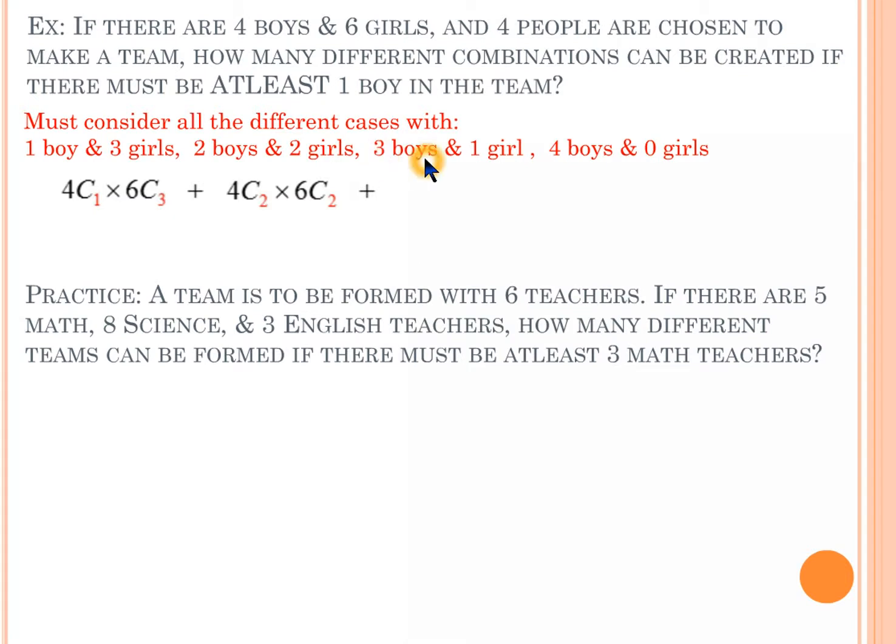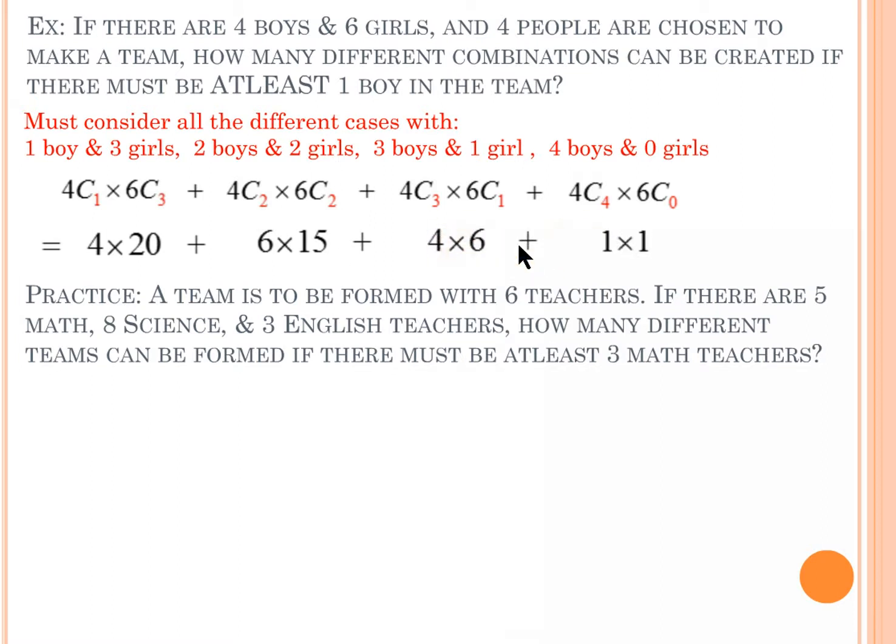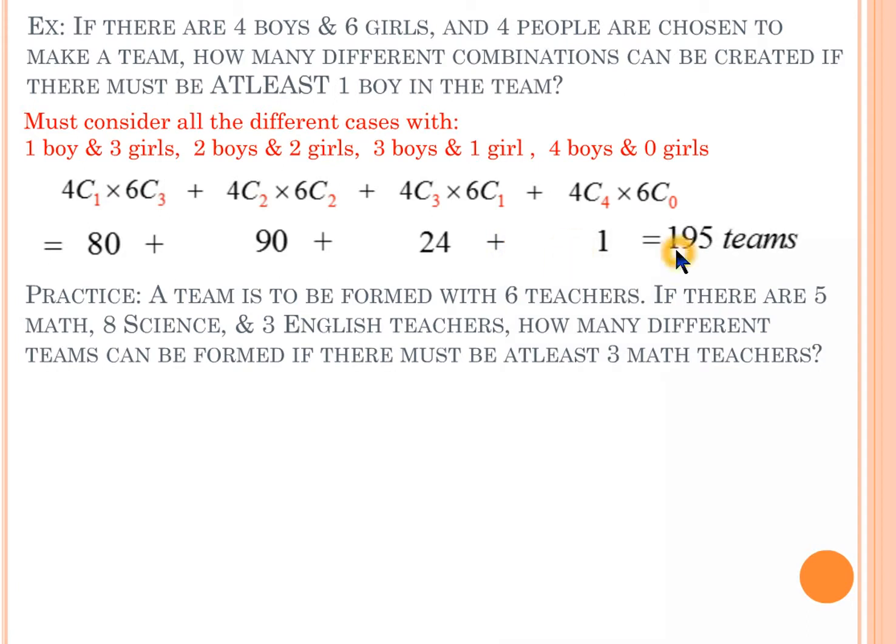Plus, this time we have 3 boys, so 4 choose 3 times 6 choose 1. Once again, 3 plus 1 gives you a total of 4 members. And finally, the last case is 4 boys. 4 choose 4 times 6 choose 0. In this case we have 0 girls, so 0 plus 4 still gives you a team of 4 people. And after this, you can go right to your calculator and get the numerical answer here. I'm just going to skip all these steps and get the final answer here. The final answer here will be 195 teams. So if you're given 4 boys and 6 girls, where only 4 people are picked with at least 1 boy, you will have 195 teams.